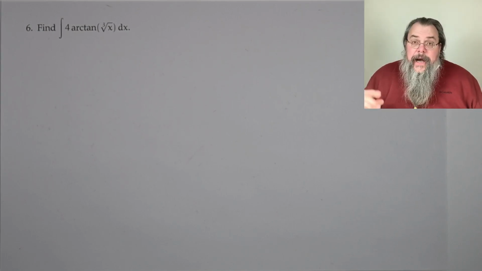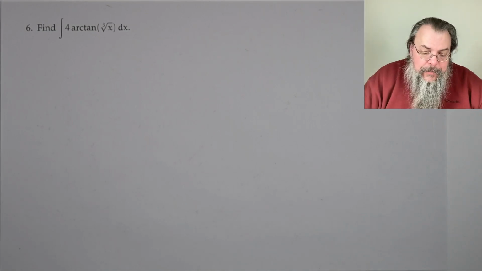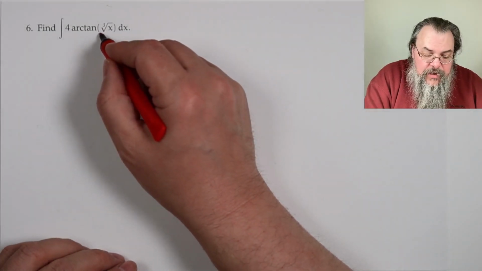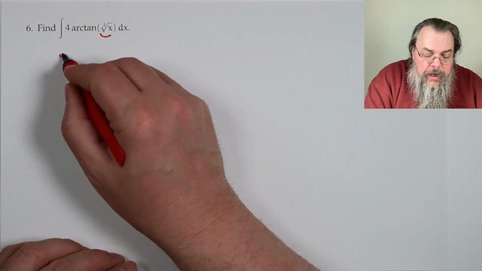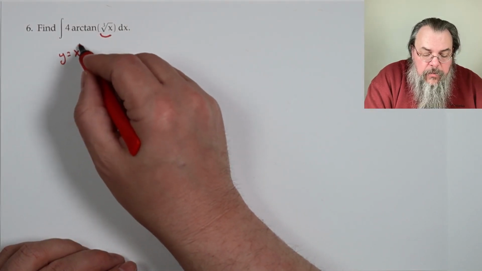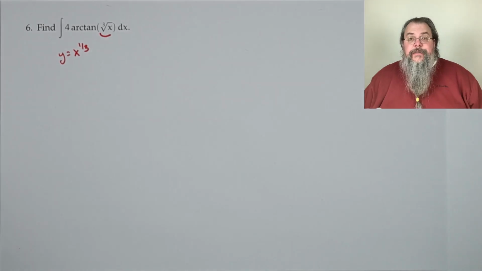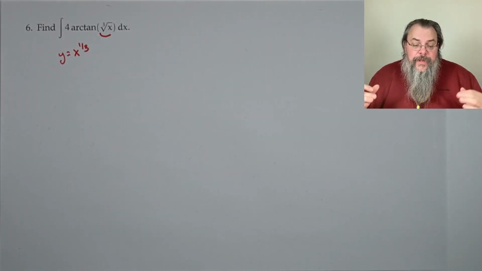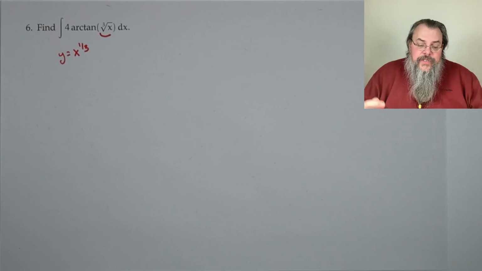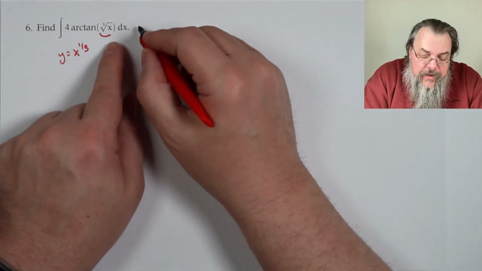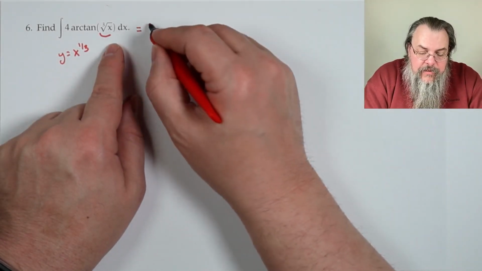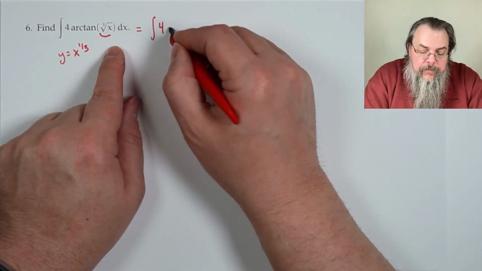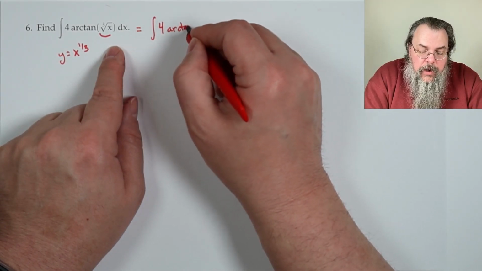Okay, so the idea: let's first clean it up. I see a function in a function, so think substitution. Let y equal x to the 1/3. That's pretty good. That'll make the inside of arctangent very simple. But remember, I can't just replace the inside. I have to replace all of the places. So all the x's have to be replaced. So right now we're at 4 arctangent of y.